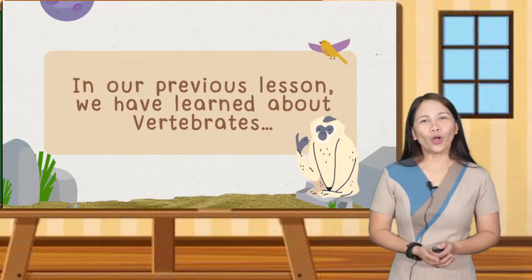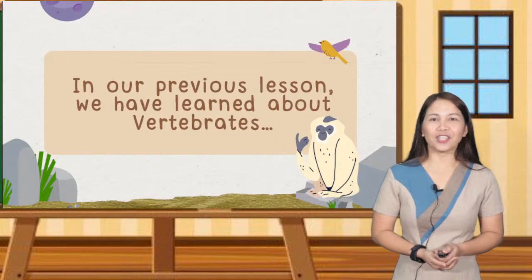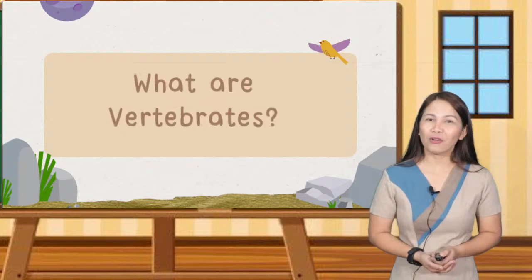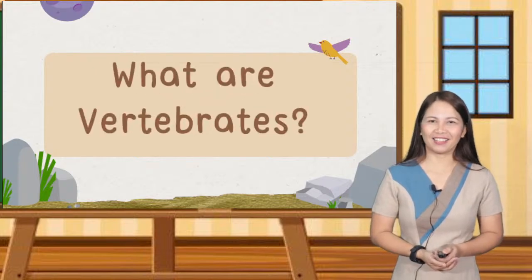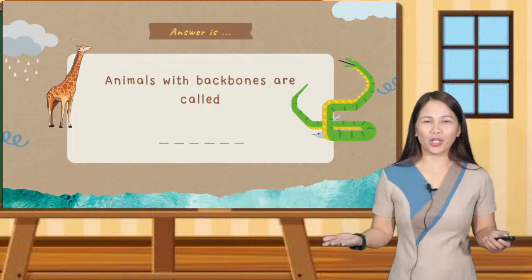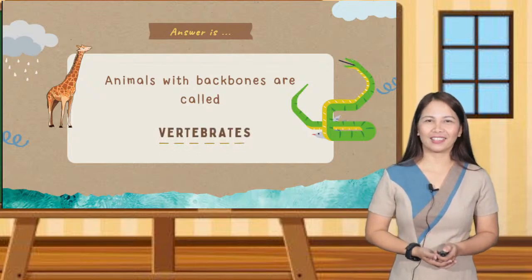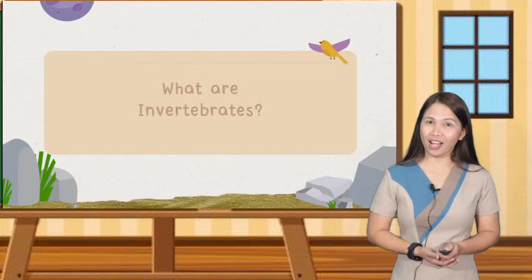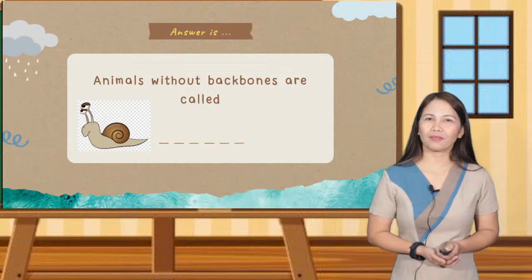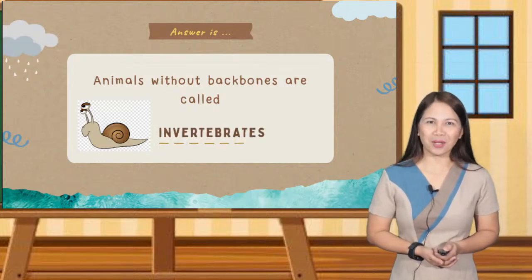Class, in our previous lesson, we have learned about vertebrates and its characteristics. So, what are vertebrates? Correct! Vertebrates are animals with backbone. This time, what are invertebrates? Invertebrates are animals without backbones.